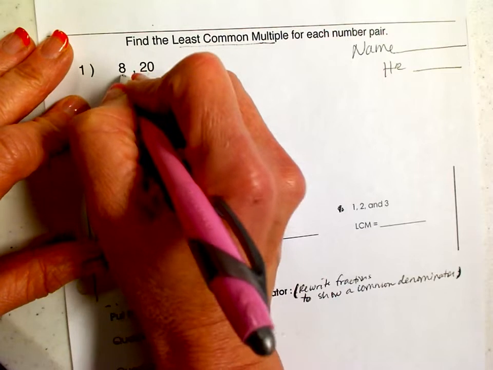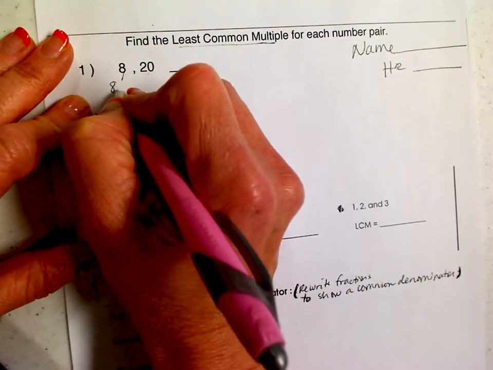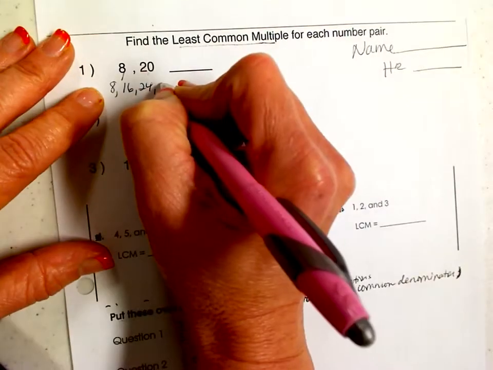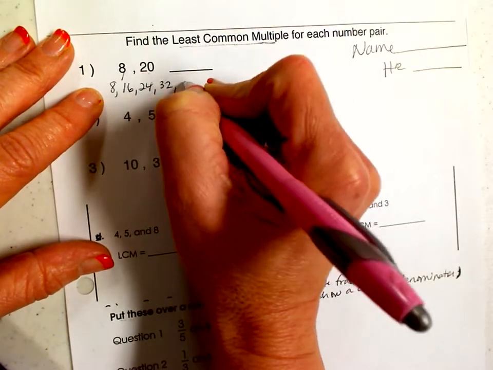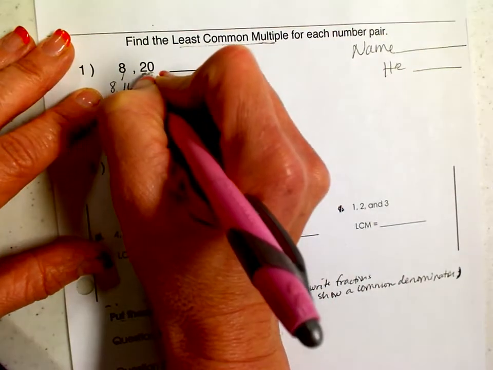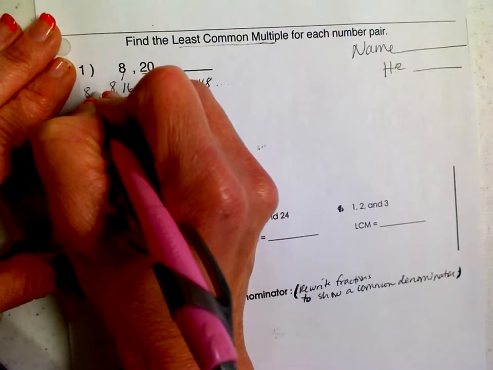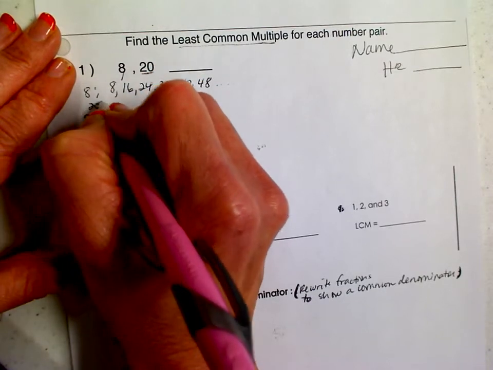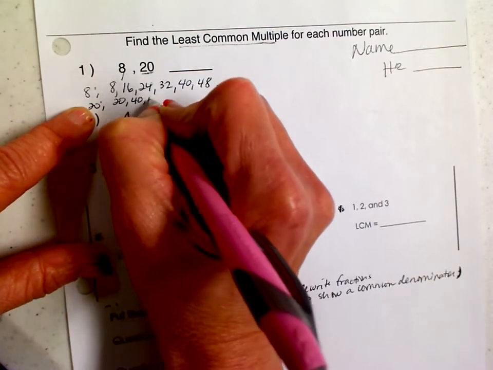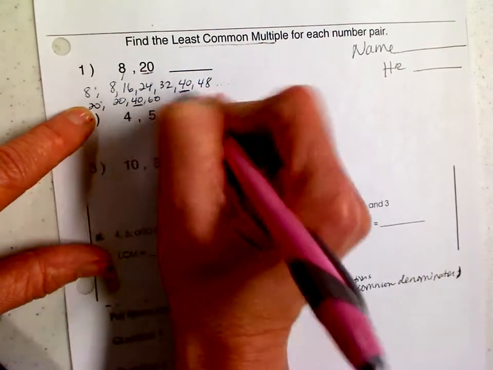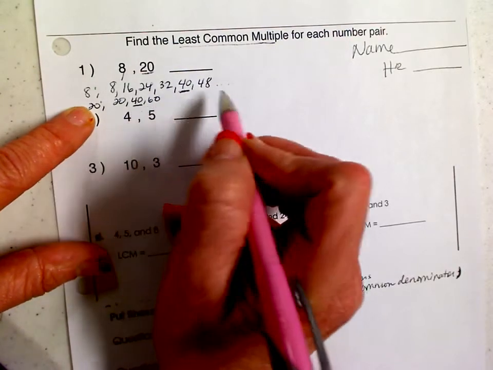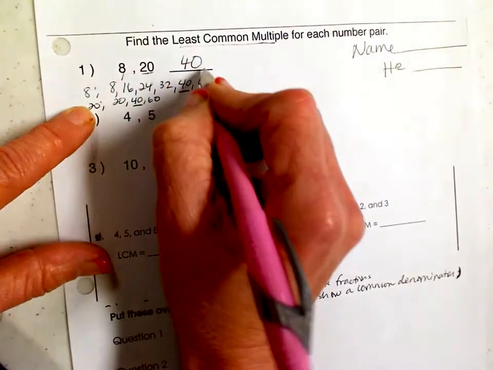So if you list out the multiples, 8 times 1 is 8, 8 times 2 is 16, 8 times 3 is 24, 8 times 4 is 32, 8 times 5 is 40, 48, and go on and on. So that's multiples of 8. The multiples of 20 are 20 times 1 is 20, 20 times 2 is 40, 20 times 3 is 60. Well, right there we already had 40. That is the lowest number that they both go into. So the least common multiple is 40.